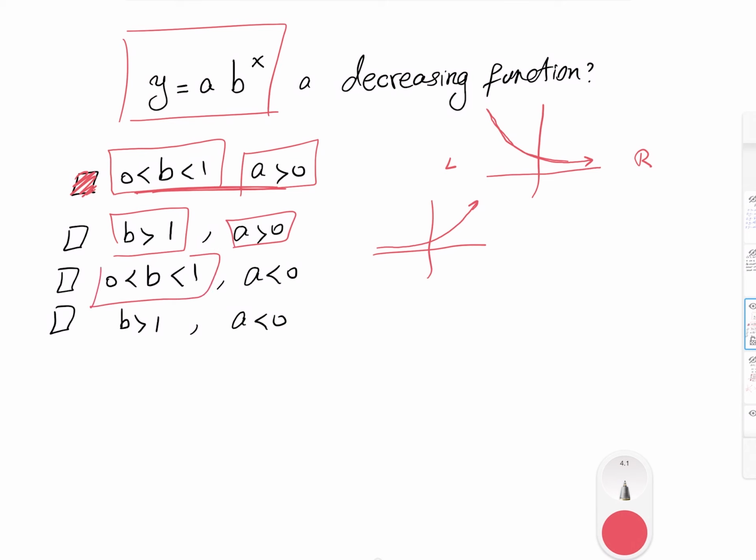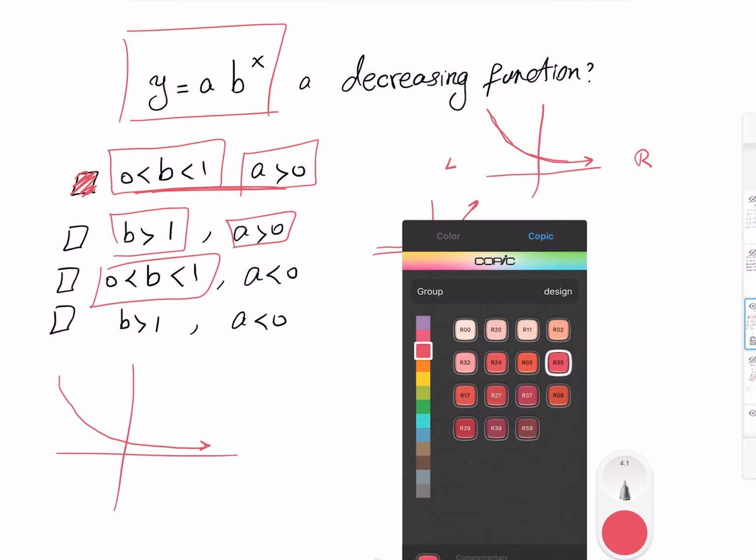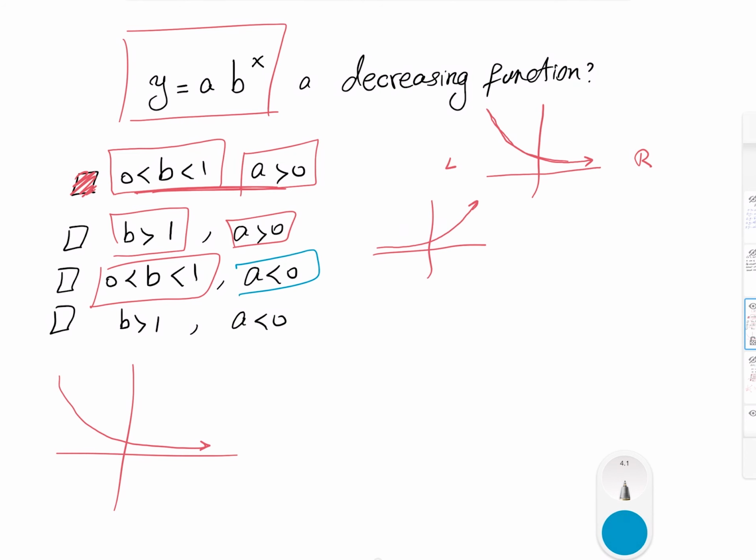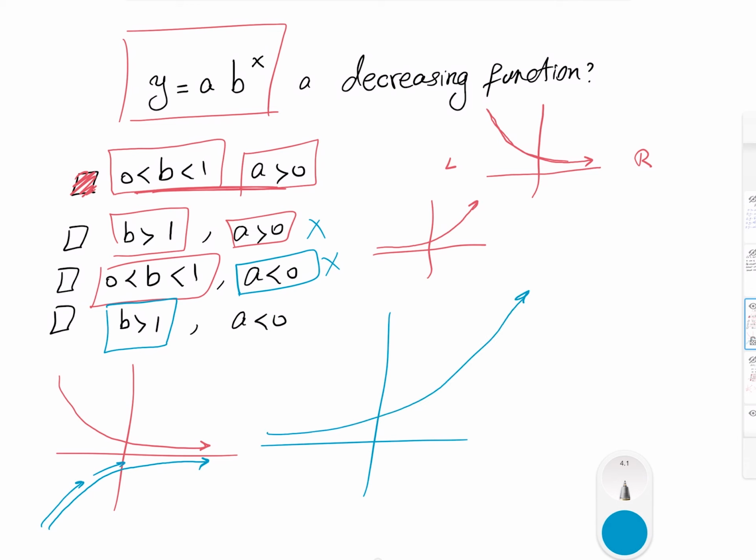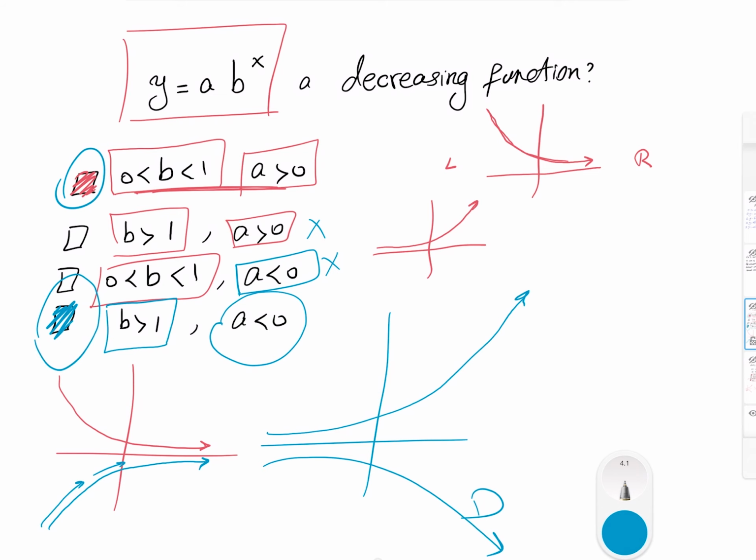Third one, b between 0 and 1, and a is negative. So b between 0 and 1 is like this, decreasing. Now a is negative, which means we have to reflect this one, and it will be like this. Now when we read the blue one, it will increase. So that's not good. These two are not. And last one, b is greater than 1. That means the graph is going to go up when a is positive, but they said a is negative, so we're gonna go like this, which is decreasing. So again, these two are correct. Let's go to another question.